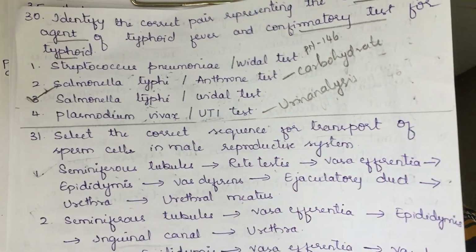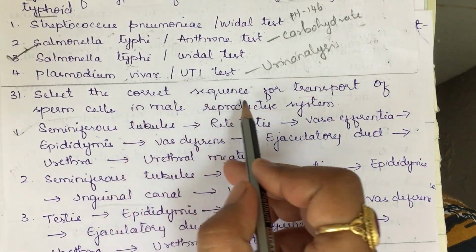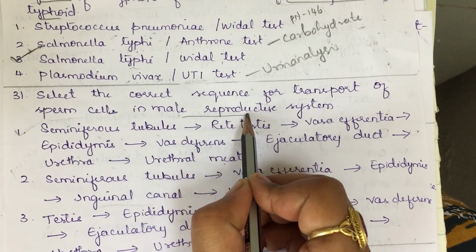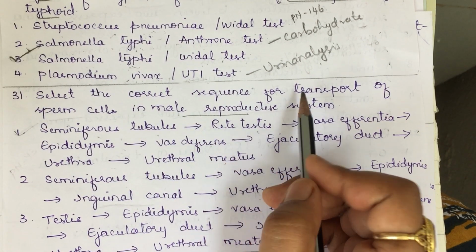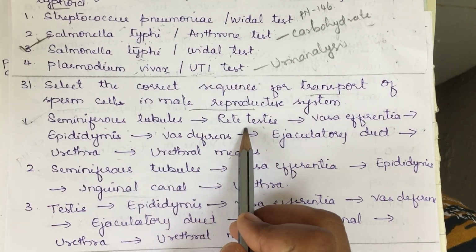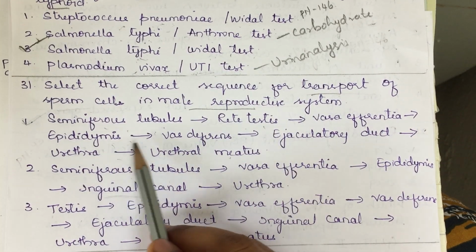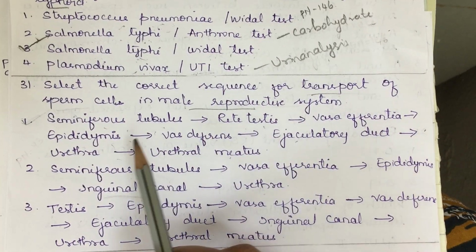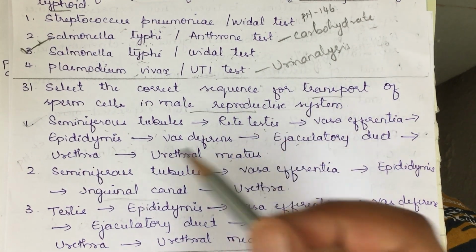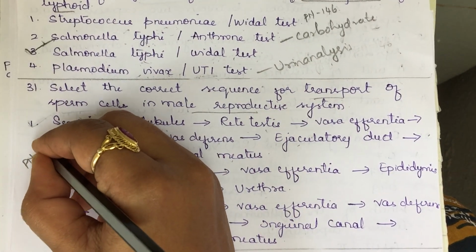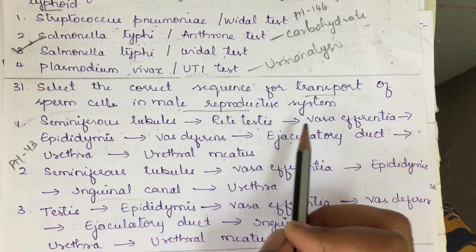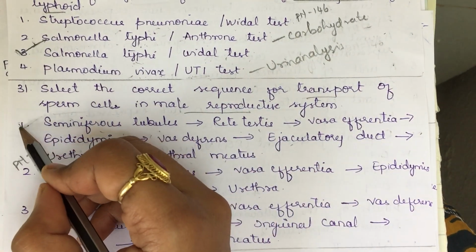Okay, next one. The next question is: select the correct sequence for transport of sperm cells in the male reproductive system. For this you have to go through the diagram of the male reproductive system. The first option is seminiferous tubules, rete testis, then vasa efferentia, epididymis, vas deferens, ejaculatory duct, urethra and urethral meatus. For this you have to go through the diagram in the second year textbook on page number 43. In that diagram you can find the sequence. So the correct option is the first one.